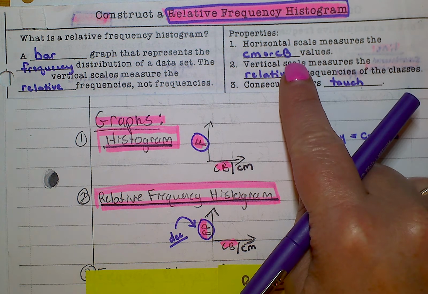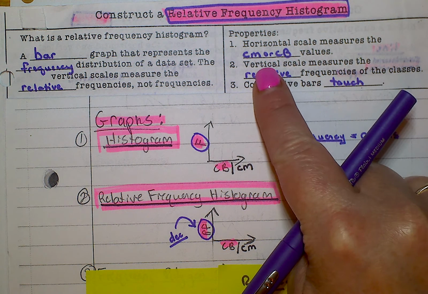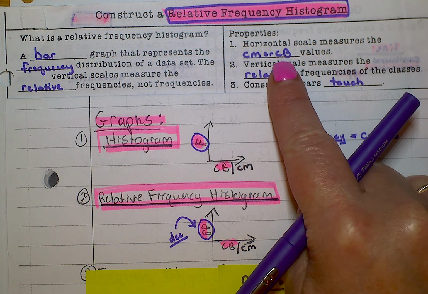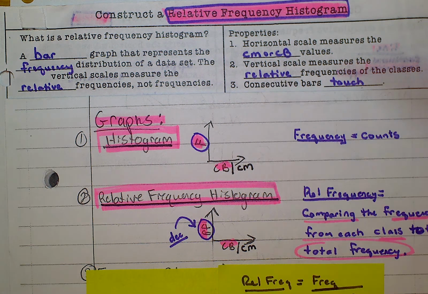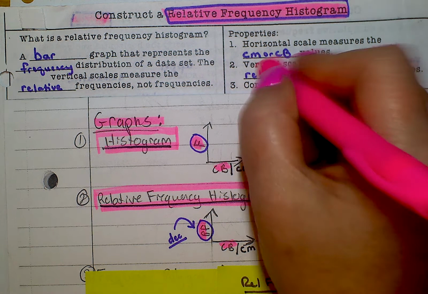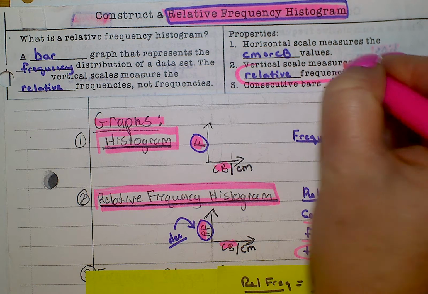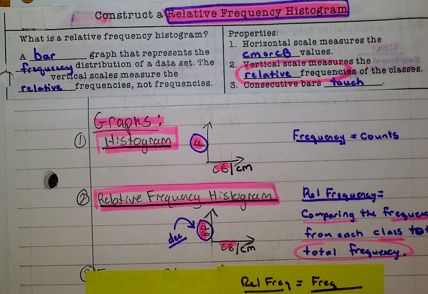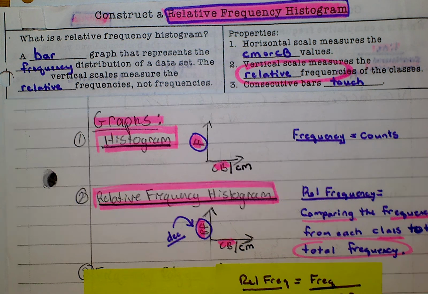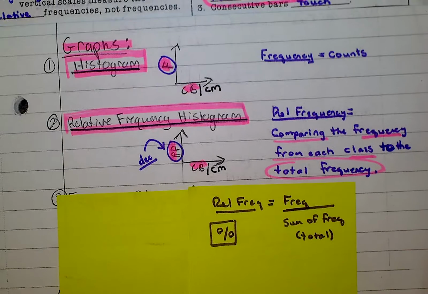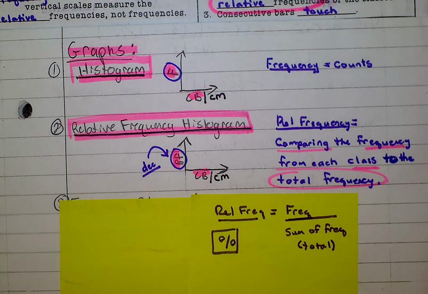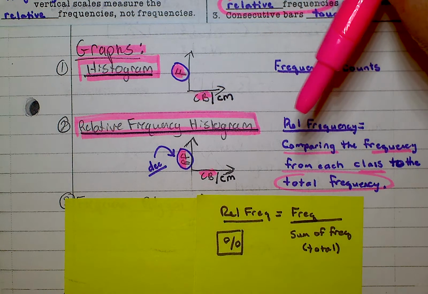The properties. The horizontal scale will have the class midpoints or the class boundaries. The vertical scale will have the relative frequency. This is the part that is different from the regular histogram. And the consecutive bars are going to touch. Now, on a separate sheet of paper or somewhere on this, you need to add this information to help you as we're kind of reviewing and moving forward.